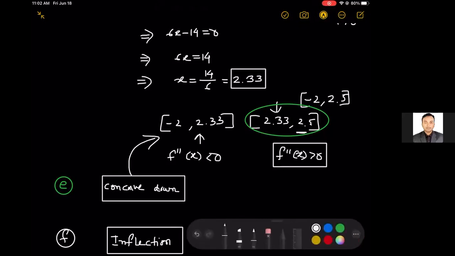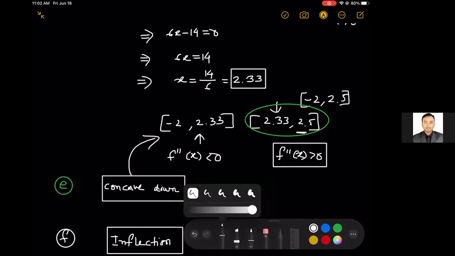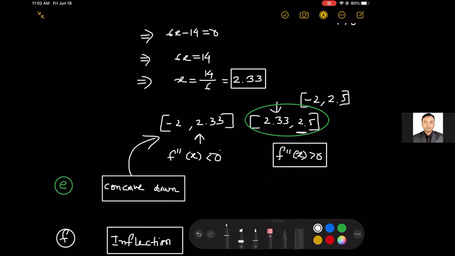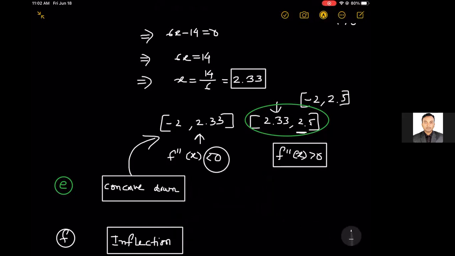You can see before 2.33, it was concave down. After 2.33, it's concave up. So at 2.33, you can see it's definitely changing its concavity, isn't it? So you can see at 2.33, it's changing its concavity, isn't it? So that means we have an inflection point.